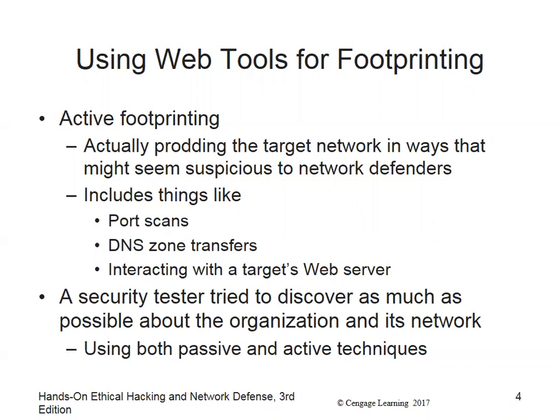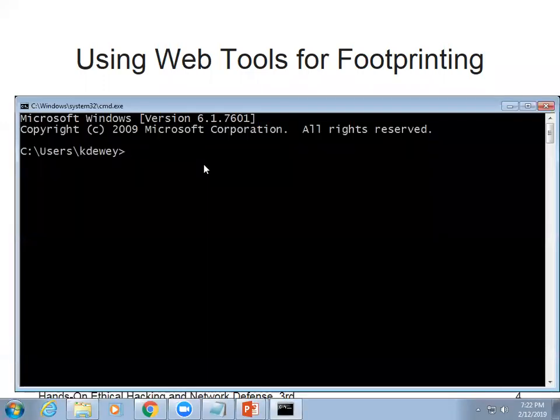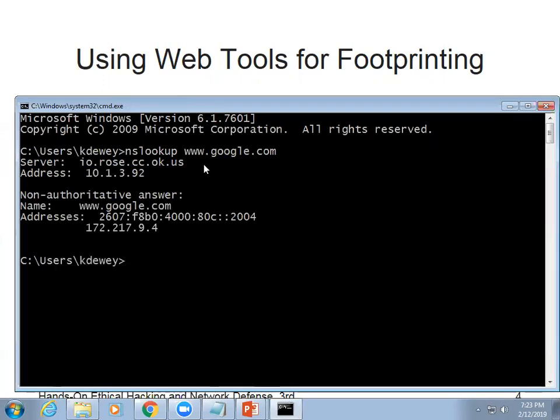Imagine if Google allowed me to transfer their zone. What a zone is, it's all the information about their network for the most part, like the names to the numbers mapping. So www.google.com maps to a specific number. If I went over here and did CMD and NSLookup, you'll see that Google is 172.217.9.4. That name maps to that number, okay? That's stored in their DNS zone.